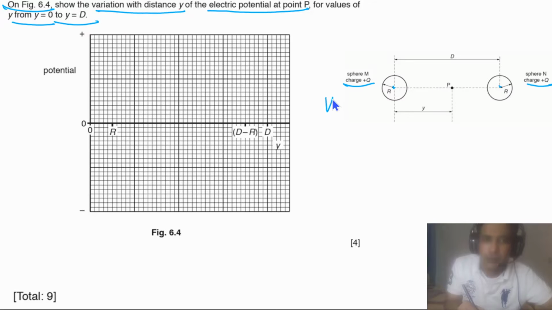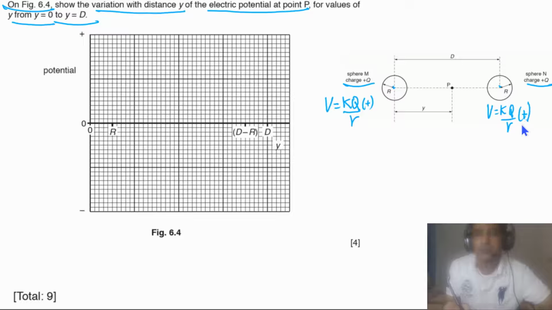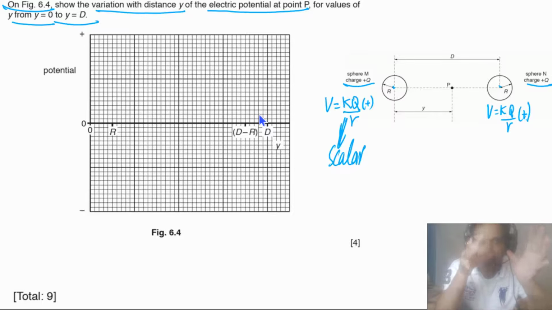If a sphere is positively charged, its potential is also positive. So the potential of this one is positive. As this one is also positively charged, its potential is also positive at any point. So potential will not be negative. Potential is a scalar quantity. So if you need to find the potential at any point, we simply add these two potentials together and we can find the value of net potential.